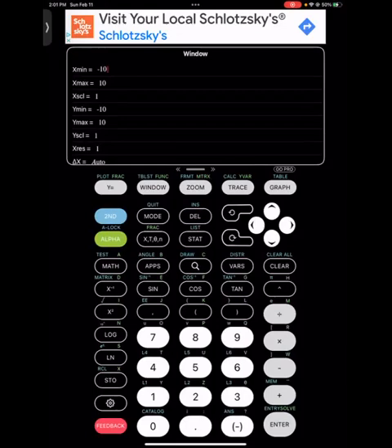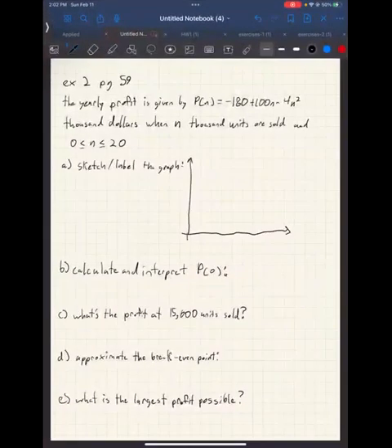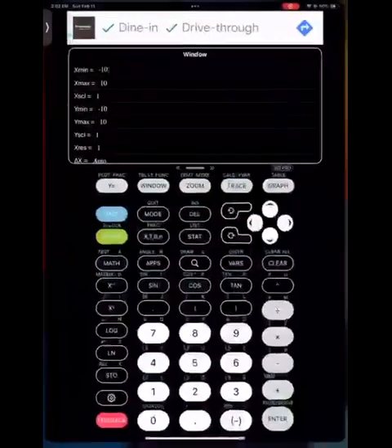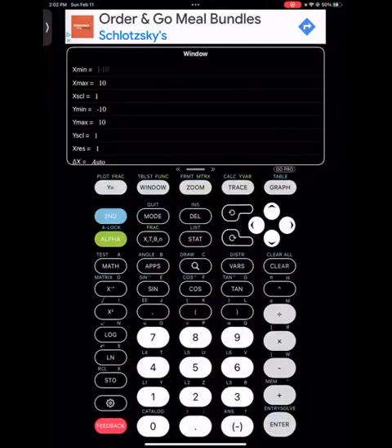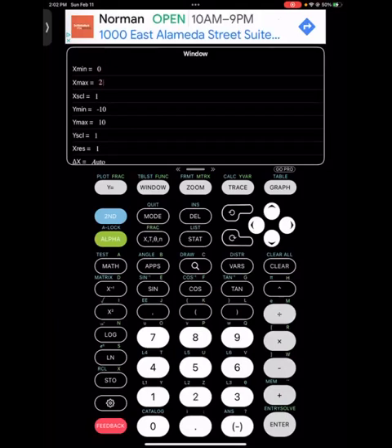Now, this question tells us that n is between 0 and 20. If we look back to what I have written, n is between 0 and 20. So I know that for my inputs, because n is our input, the window for my x values should be 0 as the min, 20 as the max. So I'm going to go to my window and type in 0 for the min, 20 for the max.